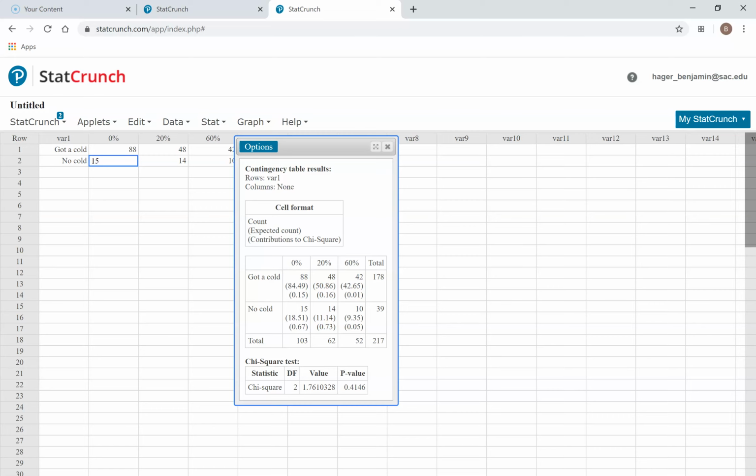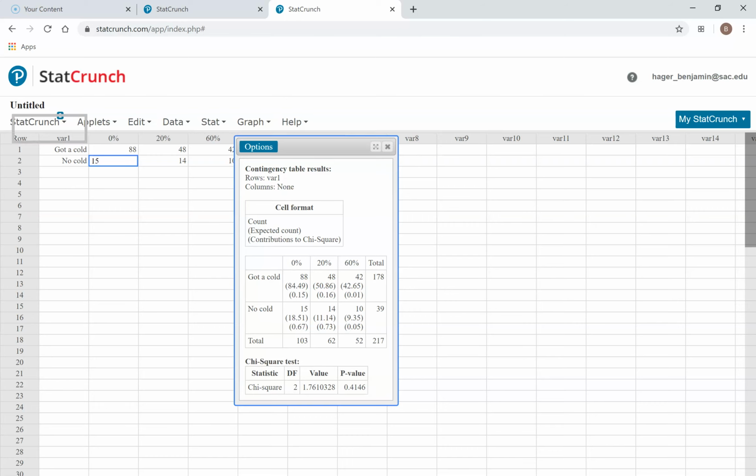Anyways, ultimately what we needed is my chi-squared value. That's the test statistic from adding up all the contributions. Really didn't even need that. What I really needed is the p-value. That tells me, I compare that to alpha, and that tells me what to do with my test.